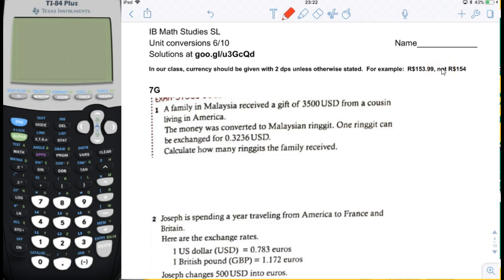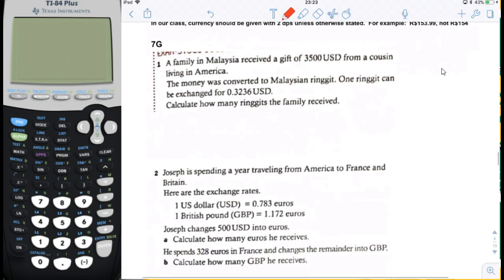So first of all, we got this problem with a family in Malaysia receiving a gift of $3,500 from a cousin living in America. The money was converted to Malaysian ringgit. 1 ringgit can be changed for 0.3236 US dollars. How many ringgits did the family receive?